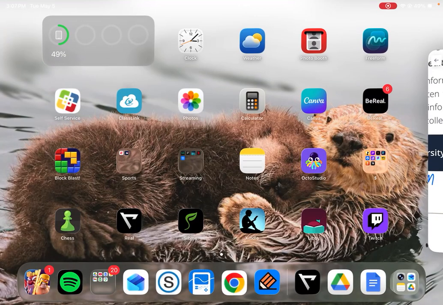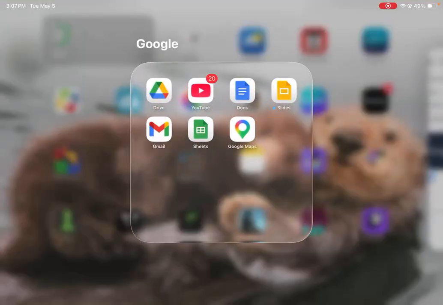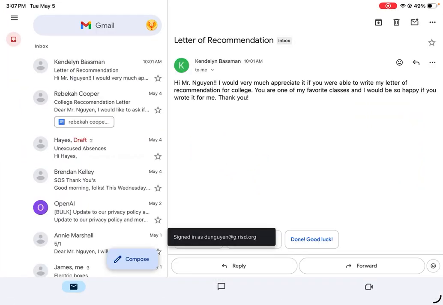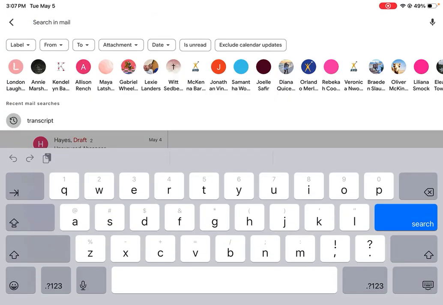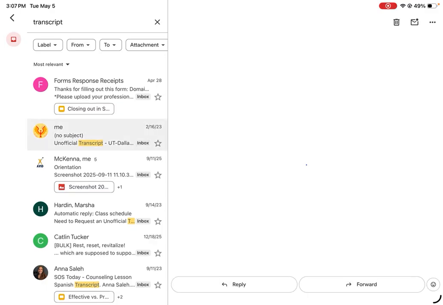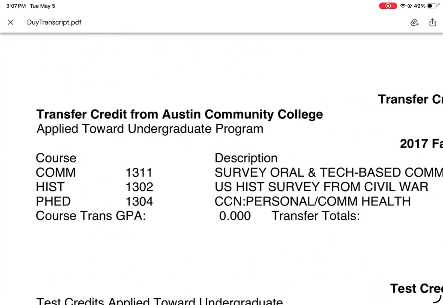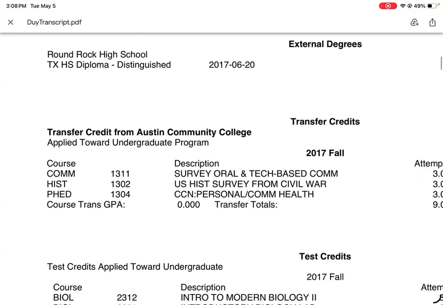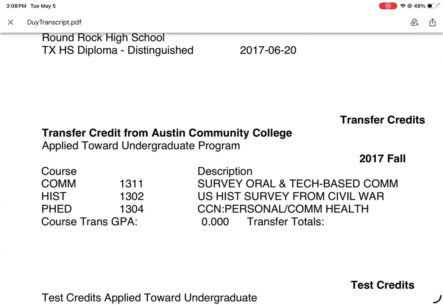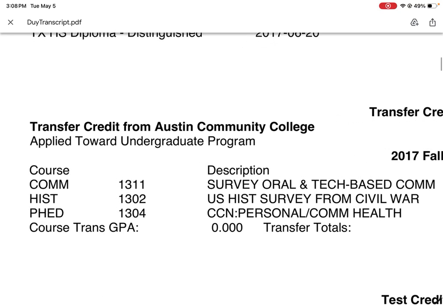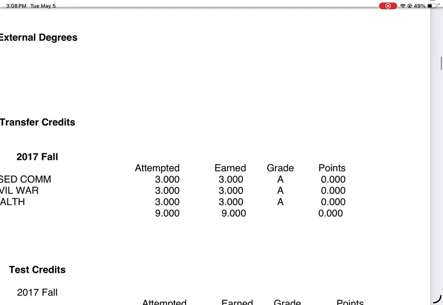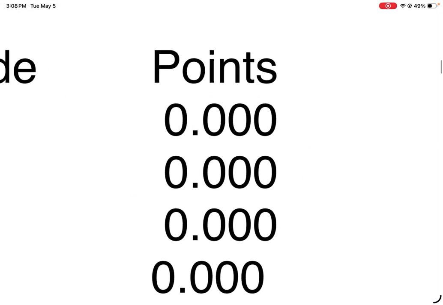Some kids are also confused on what that looks like. It means that they get credit for the class, but it doesn't affect their GPA. On their transcripts, and I know this because I went to UT Dallas, and they also do not take the GPA for the transfer credit, it'll look something like this. So if this is my transcript, it says transfer credit from Austin Community College, theirs will say transfer credit from University of Texas at Austin, and it has the class, and then it has the grade, and the points is what really matters, right?